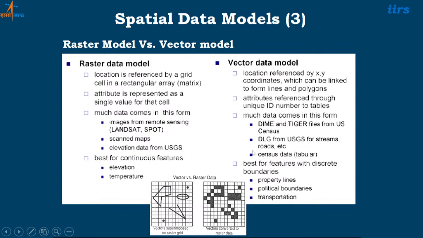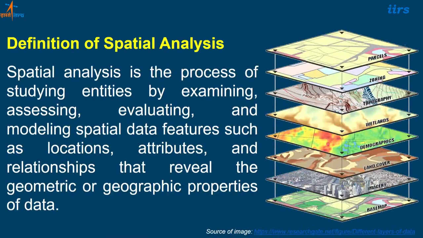For those kinds of things, this vector is good, whereas for elevation or continuous data, your raster data is very much useful. Having talked about that, I will quickly talk about some of the spatial analysis also. What kind of spatial analysis do we perform? It is a process of studying the entities by examining, accessing, evaluating, and modeling the spatial data, such as location, attribute, and the relations that reveal the geometric or geographical property of the data set.